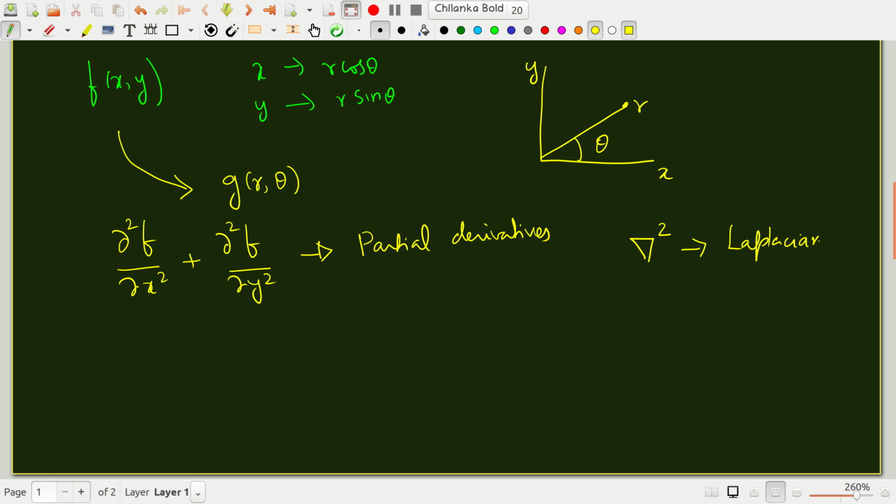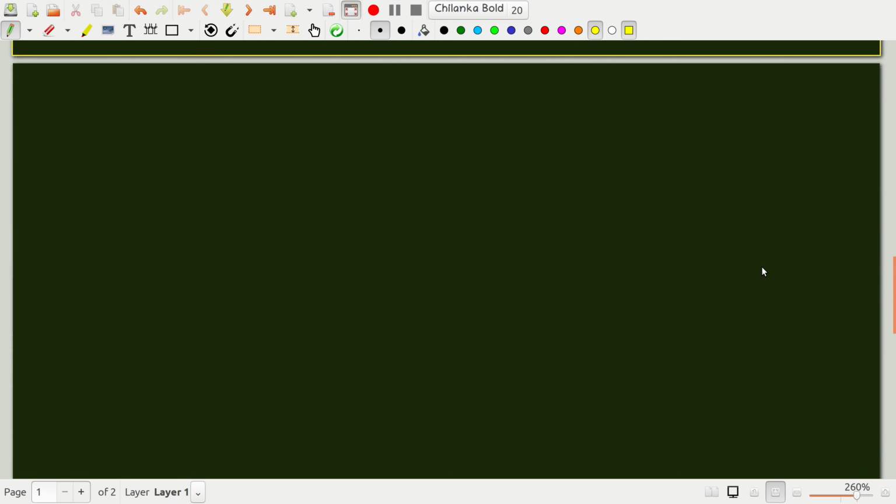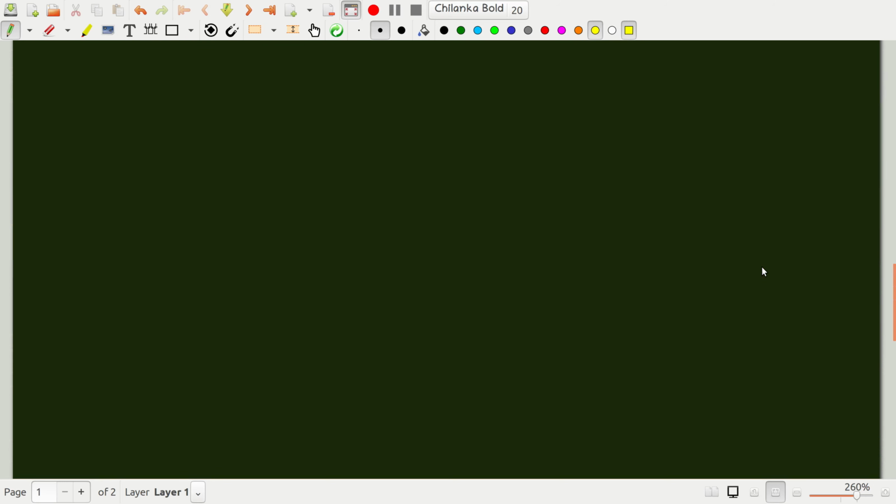This is something that you will encounter in heat transfer, mass transfer, fluid mechanics, electromagnetism, quantum mechanics, what have you. In science and engineering, the Laplacian is something very ubiquitous. Okay, so what is our objective?